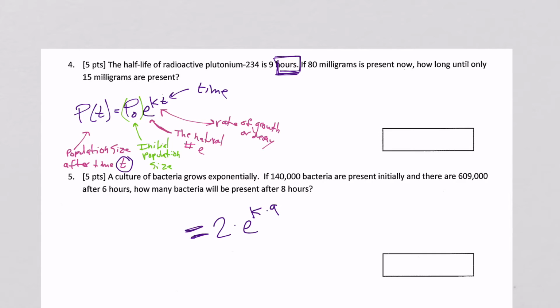Now if I do that, what do I need to put on the left? Well, the population size after time t. Well, what's going to be the size of the population after time t if 9 hours have passed? Well, if 9 hours have passed, that is the half-life, which means half of what I've started with remains. So if I started with 2, after 9 hours, I'm left with 1. So I can get an equation like this. 1 equals 2 times e to the k times 9.